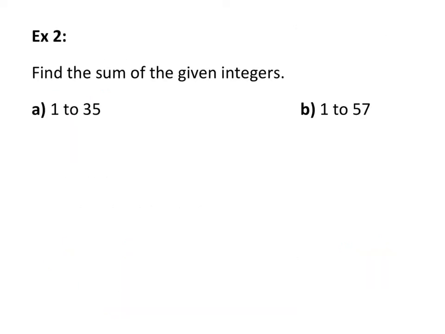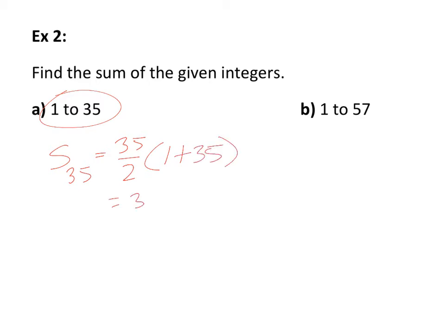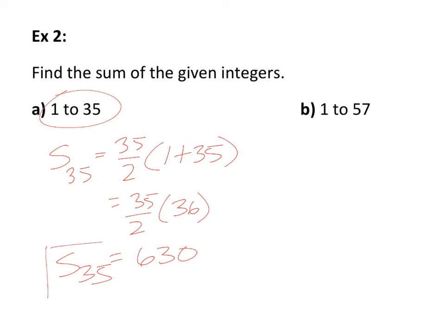Find the sum of the given integers. How many terms do we have here? 1 to 35. That's 35 terms. So I have 35 over 2. The first term is 1. The last term is 35. So I have 35 over 2 times 36. So I get 630. Done.